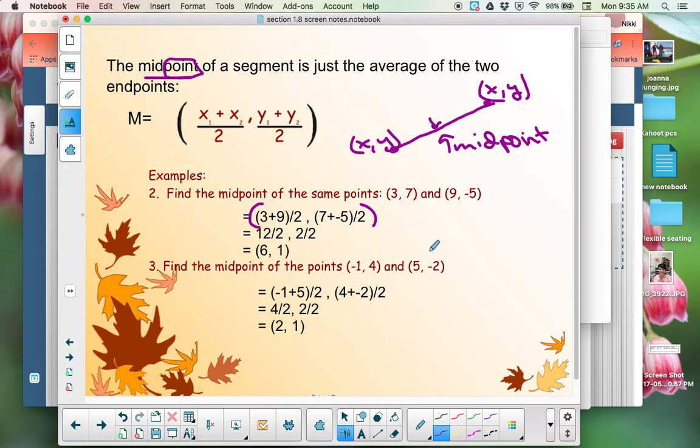A second example, just so you have 2. -1 plus 5 would be 4, divided by 2 is 2, and then 4 plus -2 would be 2, divided by 2 would be 1. So here's your original, sticking them into the formula, and then this is your end result. Your midpoint is 2, 1. That is the average point between these two coordinates.